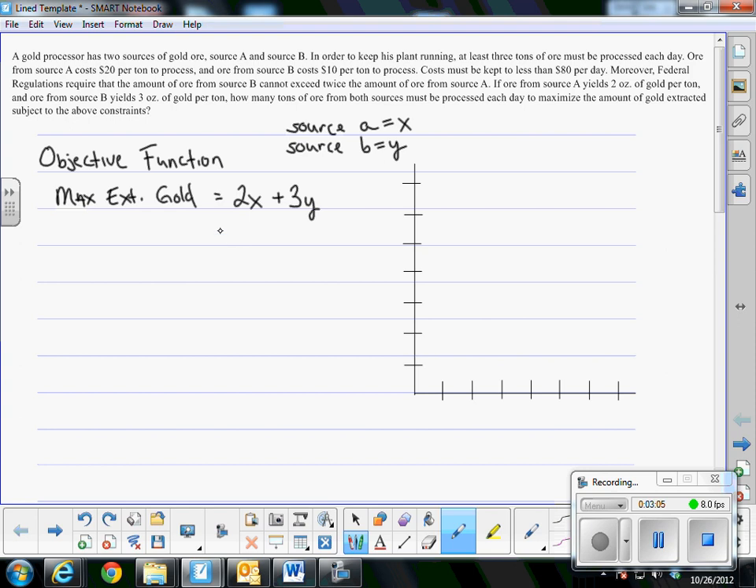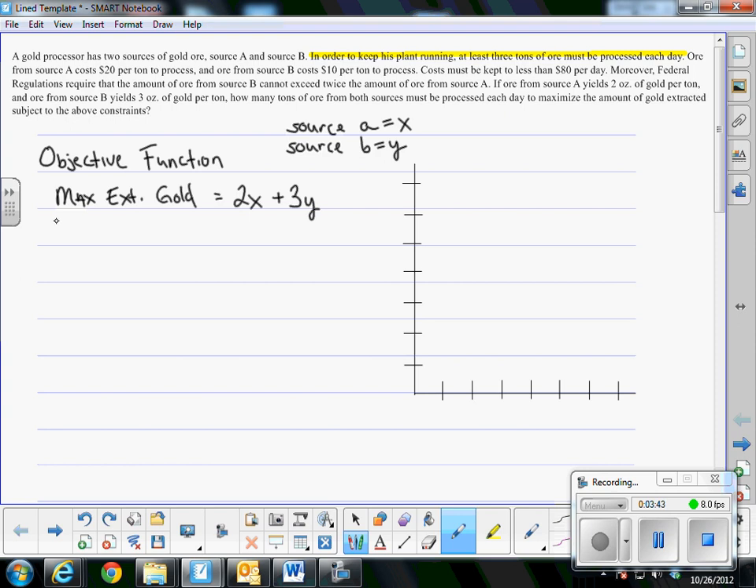Now, working our way through this question, we have many other constraints. It says in order to keep the plant running, at least 3 tons of ore must be processed each day. What that means is, I could process 3 tons from source A, or I could process 3 tons from source B, and then obviously it would be none from the other source. Or I go 1.5 tons from each source, or I go 1 from source A and 2 from source B, and so on. So we're going to have some constraints here.